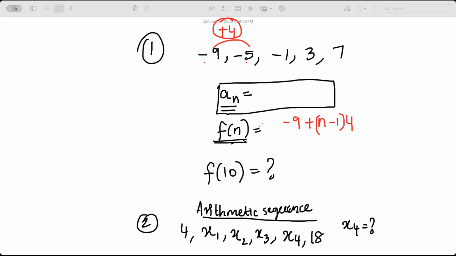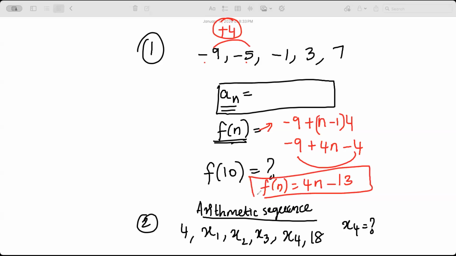This is one way of giving this answer, but you can simplify this further. When you think about it, minus 9 plus 4n minus 4, then you combine this and say the formula is 4n minus 13 for f of n. This is the nicest way of saying it.